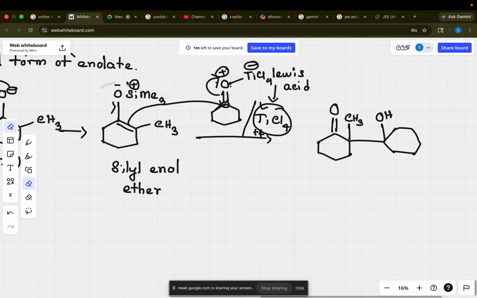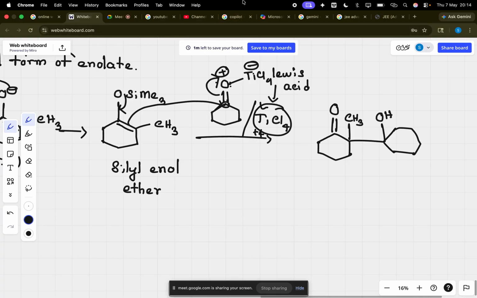And one thing, sometimes they ask: OSiMe3 generally does not break like this, so how does it break? Oxygen has a lone pair, so oxygen gives back its lone pair and then it attacks here. But you can show it like that, you can remember it, because the oxygen silicon bond is a polar bond. So you can clip it like this and then show the mechanism. It will be easy for your understanding. Clear? Any doubt?